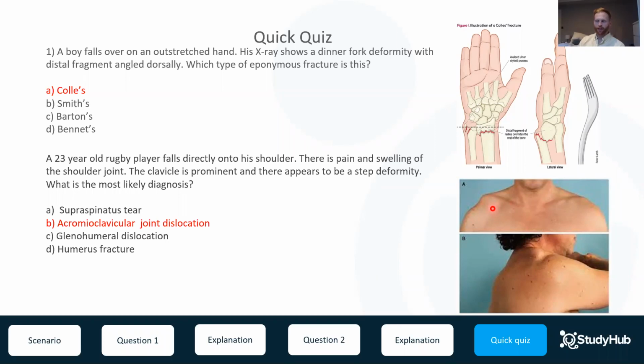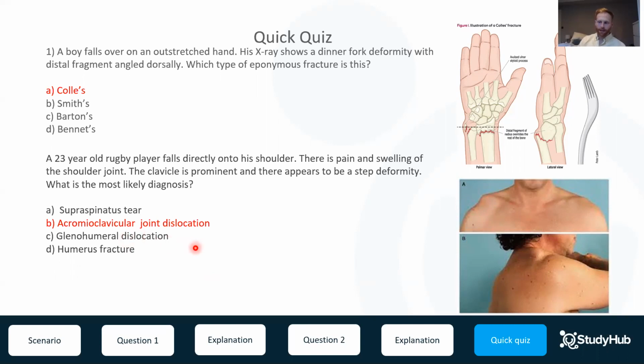The grades 1 to 3, which you don't need to worry about really until you want to study orthopedics, are usually managed conservatively because there's not that much separation between the clavicle and the acromion itself. But this injury here would need fixation.